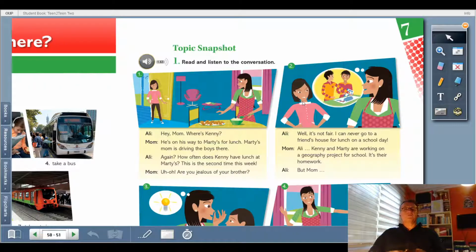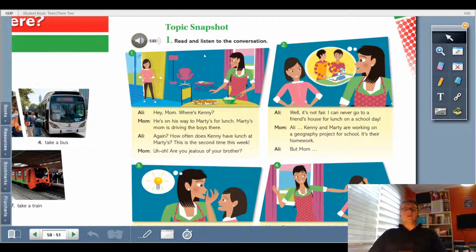Yes, we came to the topic snapshot. Read and listen to the conversation. Okay, just read and listen to the conversations. Now look at the picture. Where are they? Think about this.